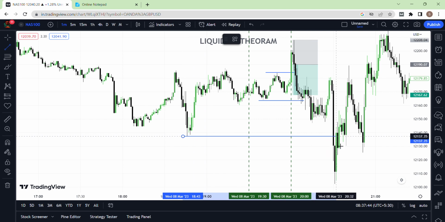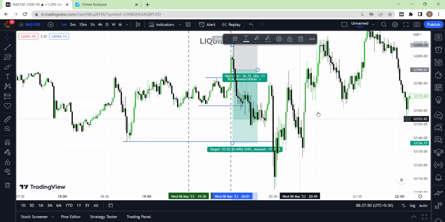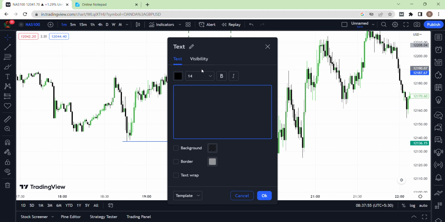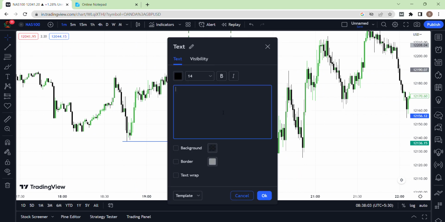We should target according to the higher time frame, right? Same thing, 3 RR you can take. Simple strategy. Here it is, pre-market highs and this is pre-market lows.